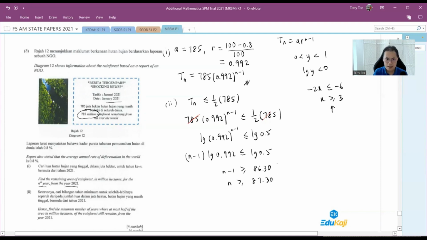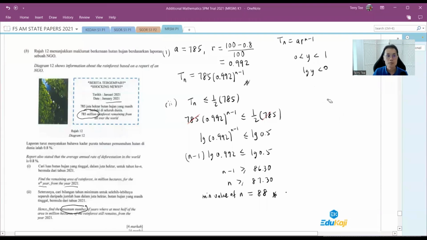Now, remember, n is what? n is the minimum number of years. When we say it's greater than 87.3, that means it can be 88, 89, and so on. So the minimum value of n is now 88, right? Yeah, it can be 89, it can be 90, and so on, but we want minimum. Minimum is 88.